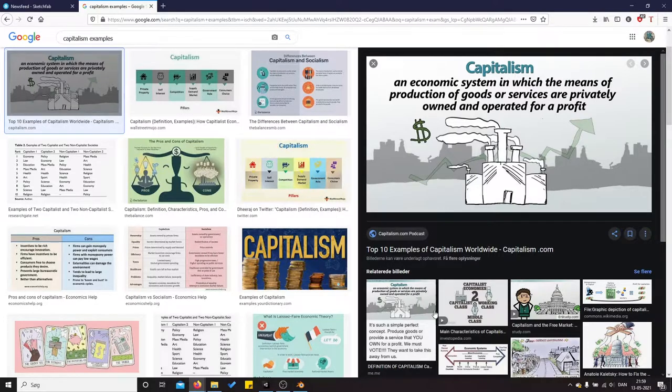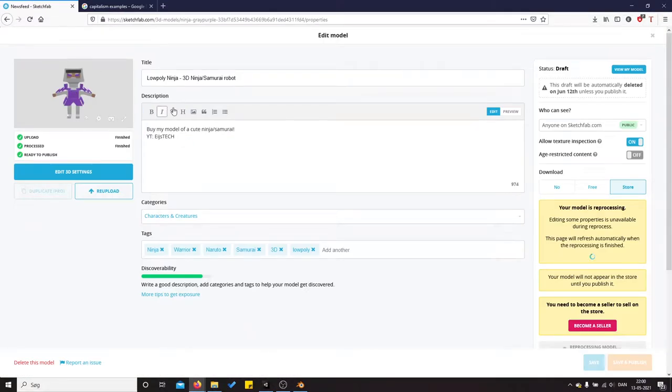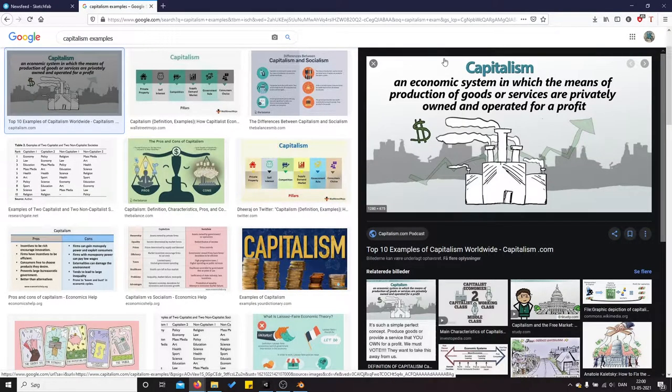Avocado. Yeah, so what is this topic about today? An indie developer just selling furniture. No, an indie developer just selling a low-poly ninja robot. There we go. Buy my model of a cute ninja samurai robot. There we go. So what is this capitalism all about?